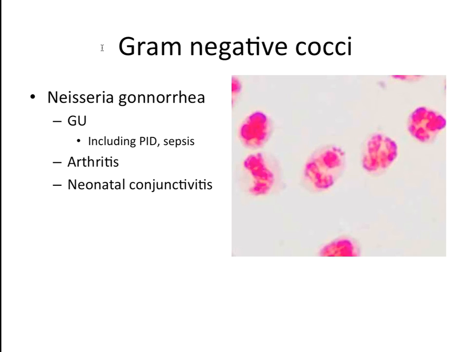Neisseria gonorrhea is the next gram-negative cocci. This causes the typical discharge and dysuria that comes with gonococcal urethritis. In women, it can also cause a cervicitis, which can progress to pelvic inflammatory disease and sepsis when not treated early. Gonococcus should also be considered as a sexually transmitted cause of pharyngitis.